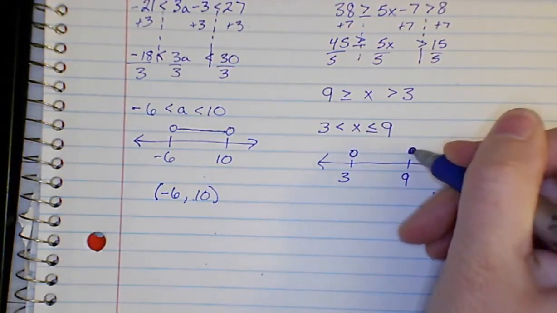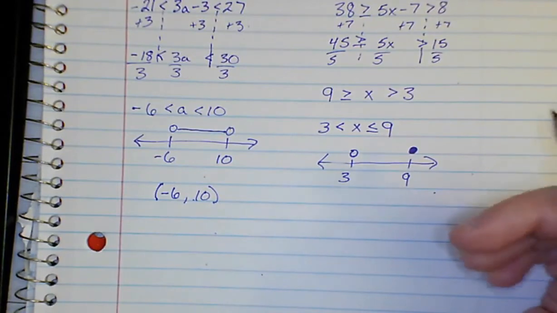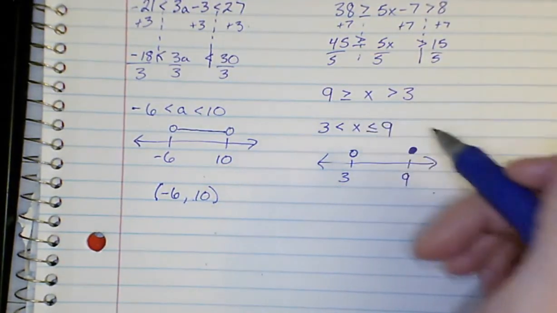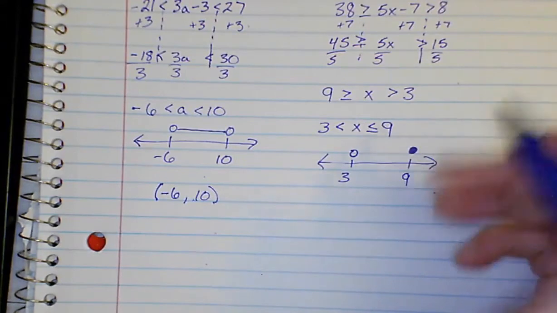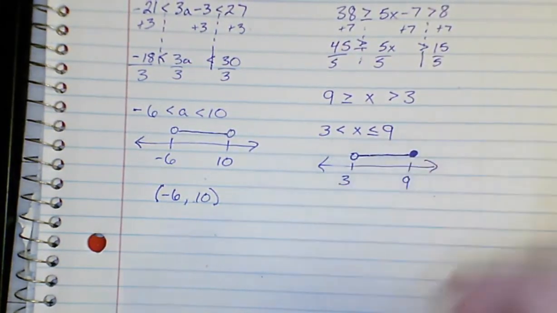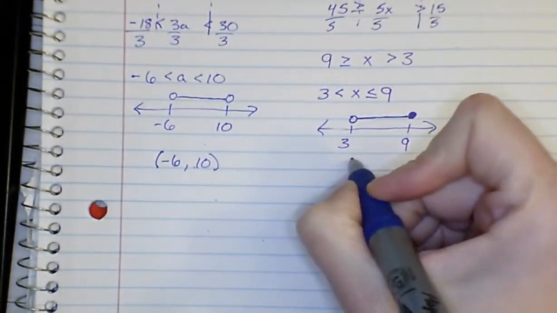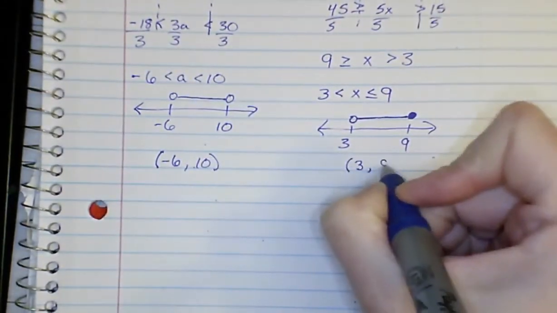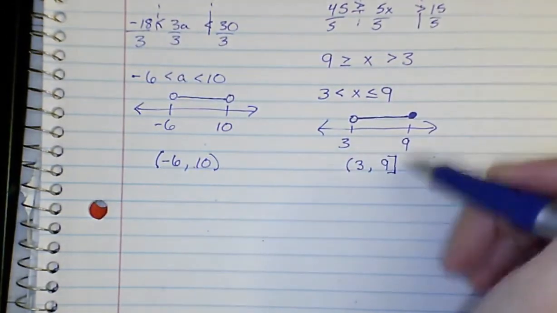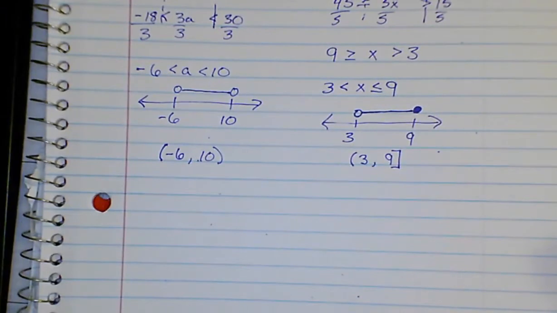to have a closed dot above 9 because 9 can work. We can replace x with 9 and it still holds true. And then since x is in between there, our line connects the dots. We'll have parentheses 3, comma 9 with a bracket. The bracket and closed circle go together, saying that that is included.